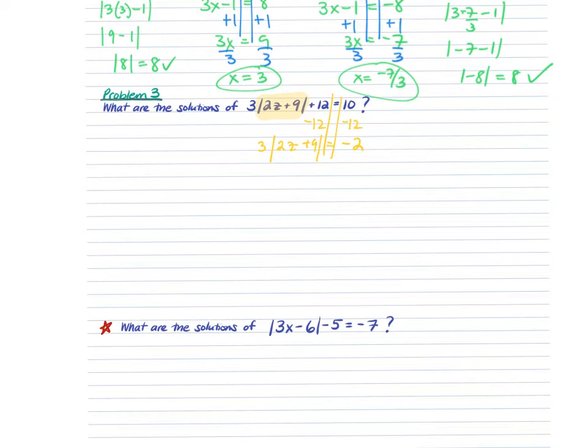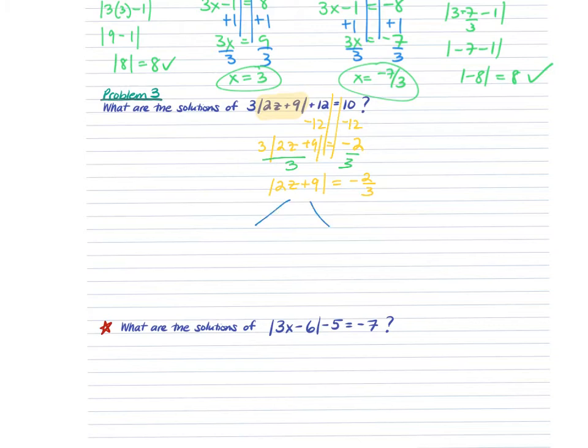And be really careful here. You cannot distribute this 3 into absolute value symbols. So you need to get rid of that first. And to do that, we'll divide by 3 on both sides. So this becomes absolute value of 2z plus 9 equals negative 2/3. Okay, and then here we have it all by itself now.